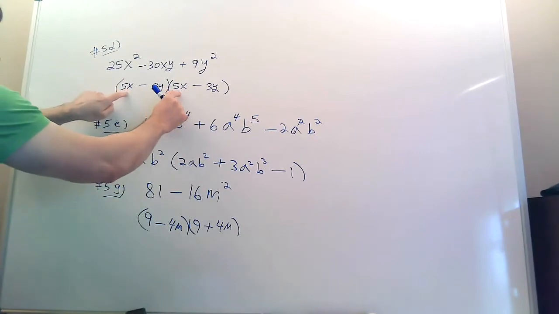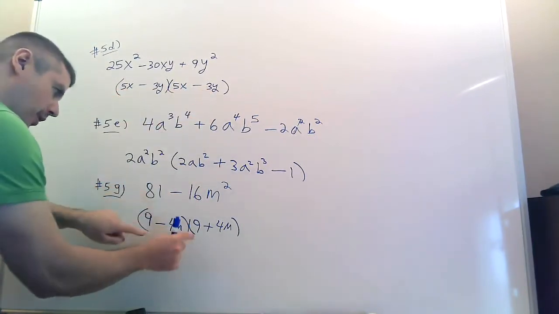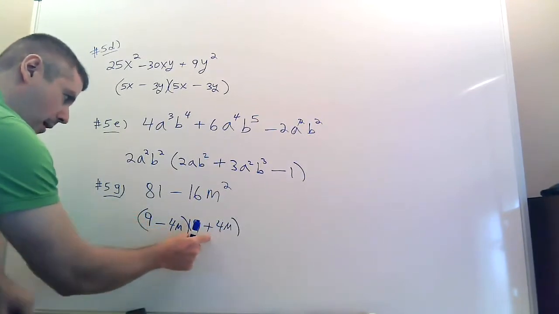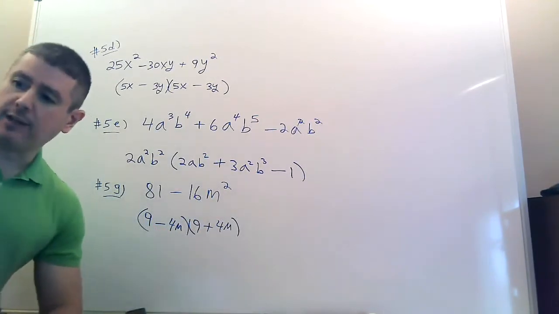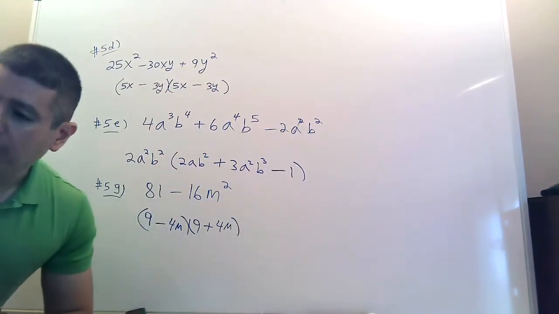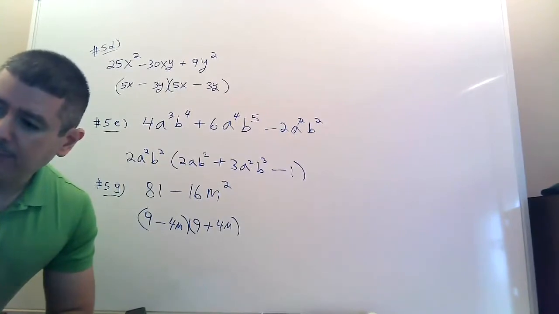Look, same thing, 5x, 3y, 3y. The difference of perfect squares has the same numbers, right? 9, 9, 4m, 4m, but the signs are different. That's how you tell them apart. Binomial, trinomial, all right? You'll see them all in your test. You'll have to factor them.